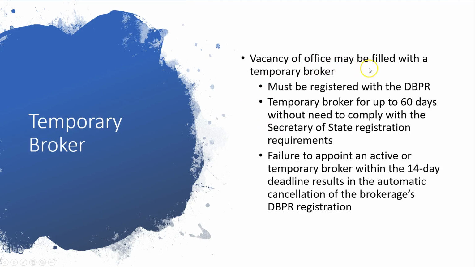The vacancy of office may be filled with a temporary broker. That broker must be registered with the DBPR, and this is allowed for up to 60 days without the need for that broker to be registered with the Secretary of State under sunbiz.org. Failure to appoint an active or temporary broker within the 14-day deadline will result in the automatic cancellation of the brokerage's DBPR registration.